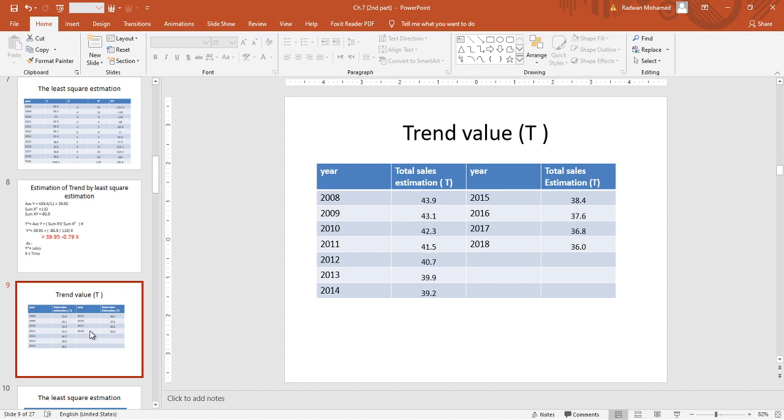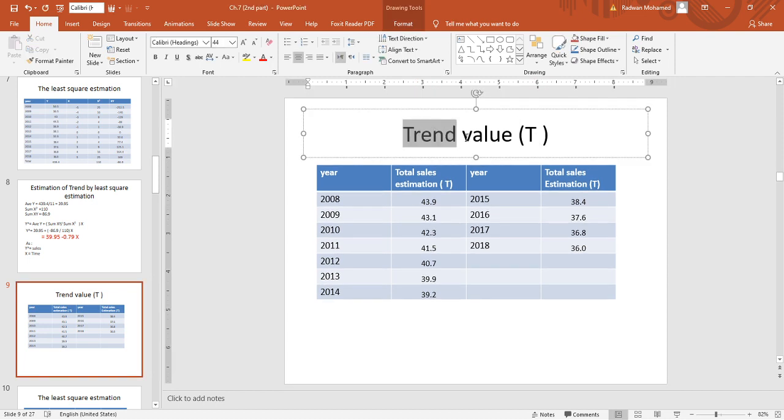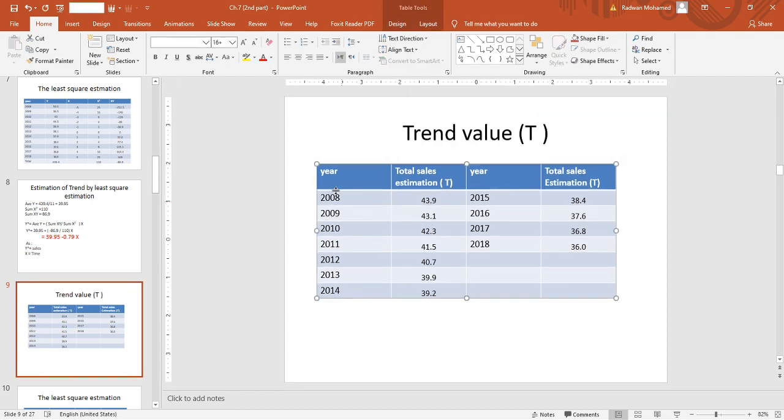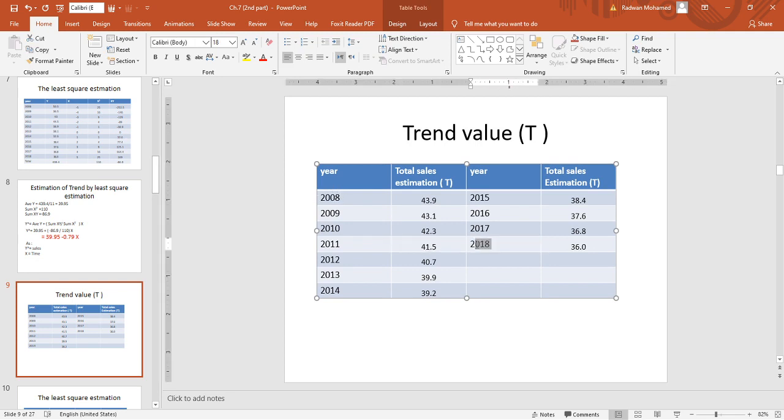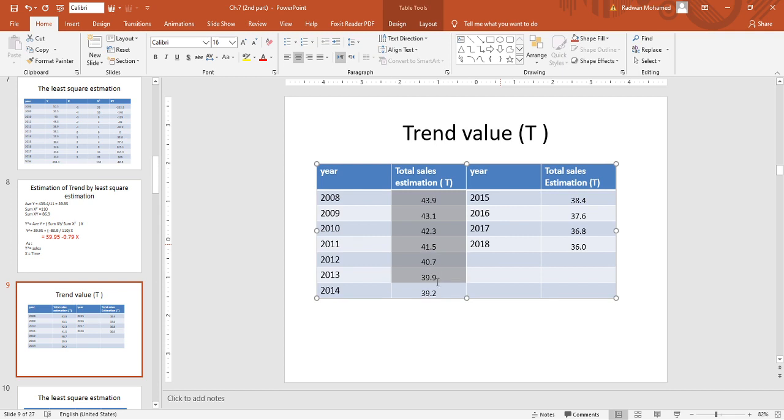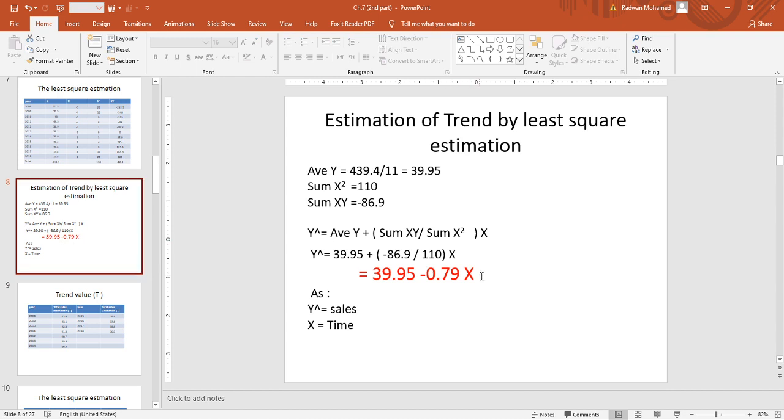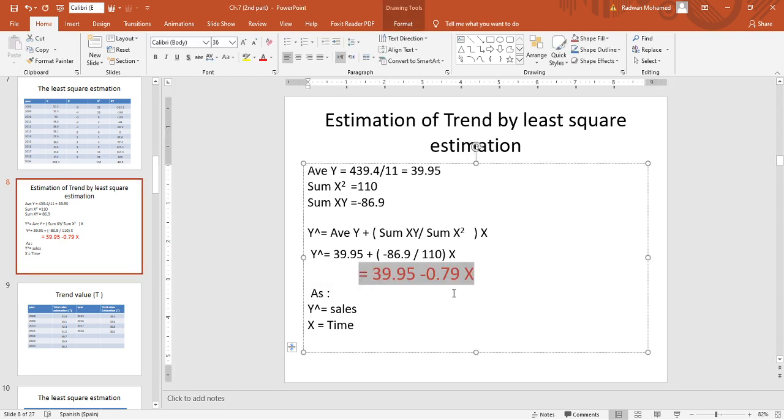I want to calculate the trend value. How could I calculate the trend value? Okay, I have the years here also, from 2008 till 2018. How could I calculate these values? Okay, I will use this equation and replace the x by the corresponding year value.